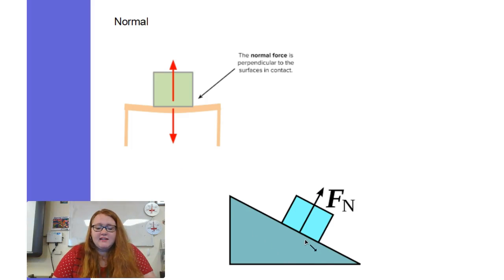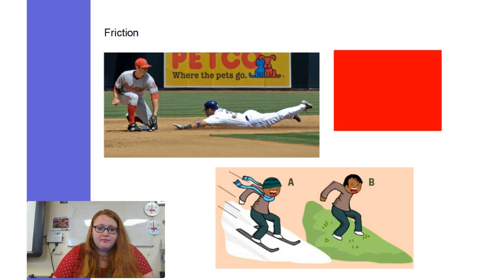Here I have an incline with the normal force shown. Again, it's 90 degrees. If I were to have a different incline, then I would have a different normal force, but it's always perpendicular to your surface. Okay, the next force we have is friction.